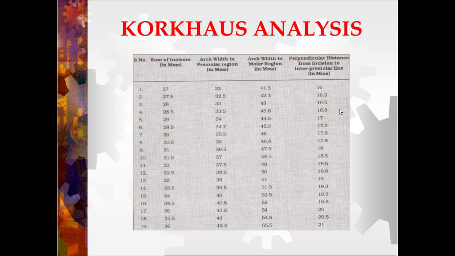It's a standard chart for Korkho's analysis. For example, if we are having a sum of incisors 27, this is the ideal interpremolar width in that case, ideal intermolar width in that case, and 16 should be the perpendicular distance from the midpoint of incisors to the midpoint of interpremolar width. In this case, if the value is more than 16, for example 18 or 20, it will show proclination of anteriors. If the value is less than 16, like 12 or 14, it will show retroclined incisors.